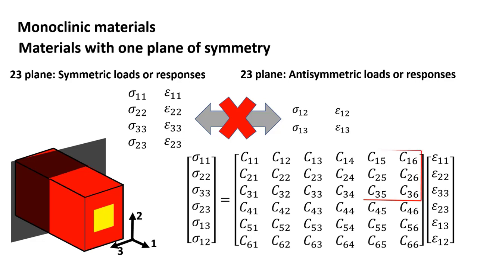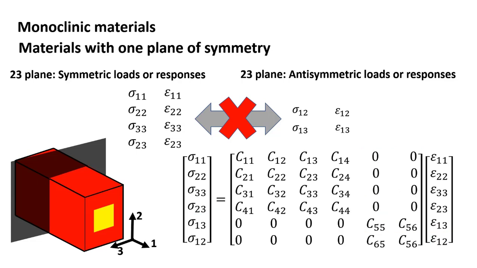For example, these 6 components would couple the normal stresses, which are symmetric, with the antisymmetric shear strains. Because such coupling is not possible, these components must be zero. Similarly, these two components would couple the symmetric shear stress with the antisymmetric shear strains. They must also be zero. Therefore, 8 components of the stiffness matrix are zero.